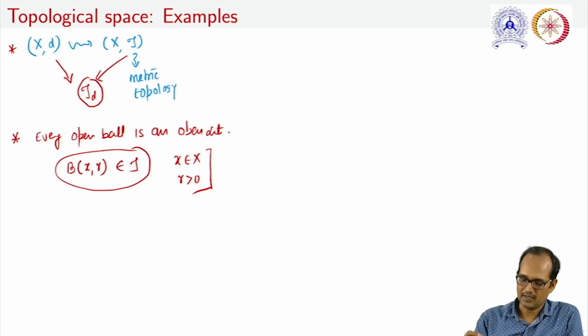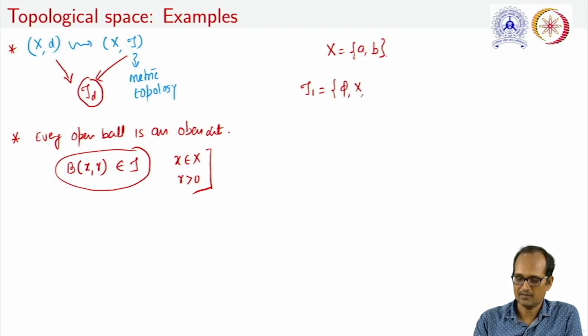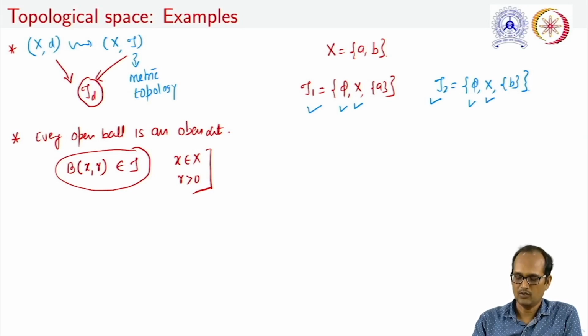Moving ahead, let us take another example which is free from metric. So let us take X as a 2-point set {a, b}. We are defining two topologies on X. Tau 1 is empty set, X and singleton set {a}, and tau 2 is empty set, X and singleton set {b}. It can be seen that tau 1 and tau 2 both are topologies on X, as empty set and X are already members of tau 1 as well as tau 2. If we find their finite intersection, that will be either empty set, X or singleton set {a} in this case, or empty set, X or singleton set {b} in the other case, and similarly for union. That's why tau 1 and tau 2 both are topologies on X.